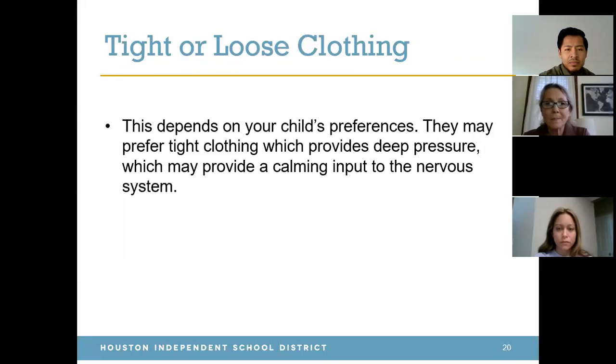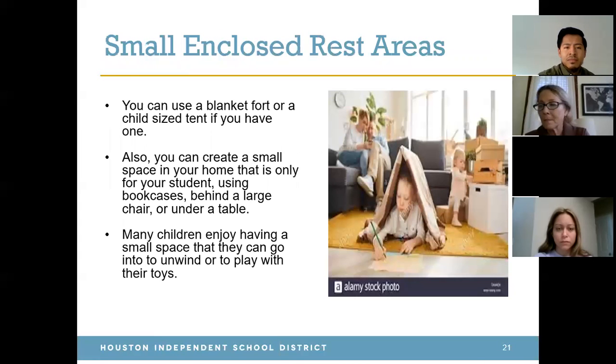Wearing tight or loose clothing. Wearing tight or loose clothing depends on your child's preferences. They may prefer tight clothing, which provides deep pressure and may provide a calming input to the nervous system. Another way of reducing anxiety is to cut the tags off at the back of a child's clothing.